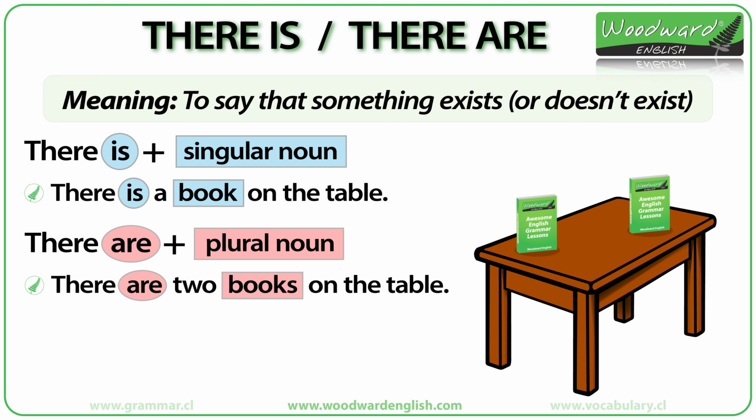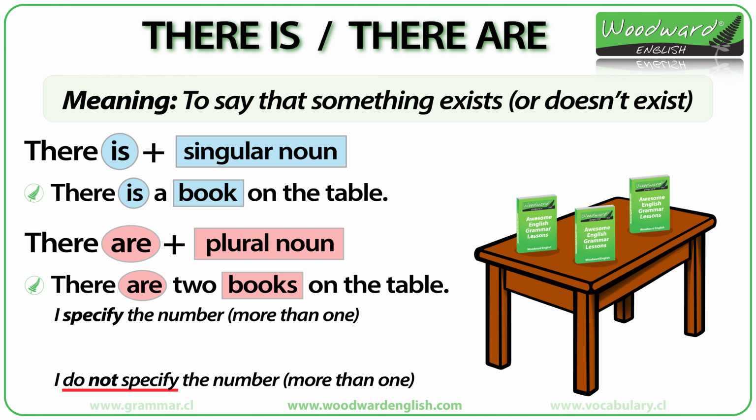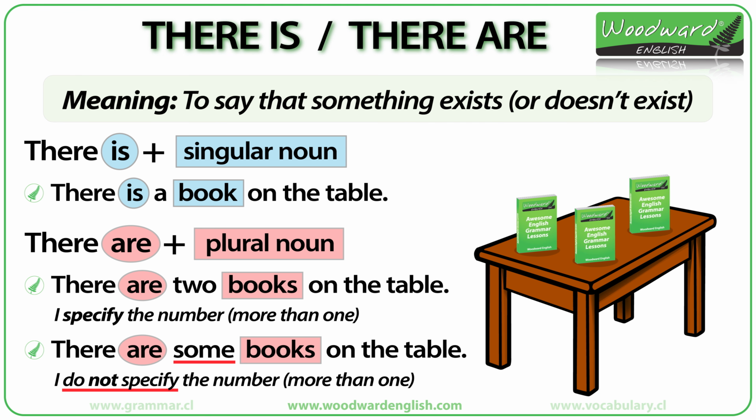There are two books on the table. Two books. Books is plural. I specify the number. The number is more than one, so we use are. But what happens when we do not specify the exact number, but we know it's more than one? We say there are some books on the table.